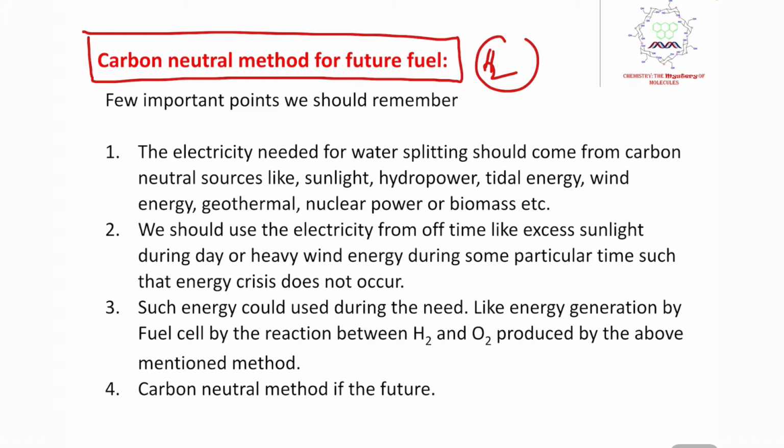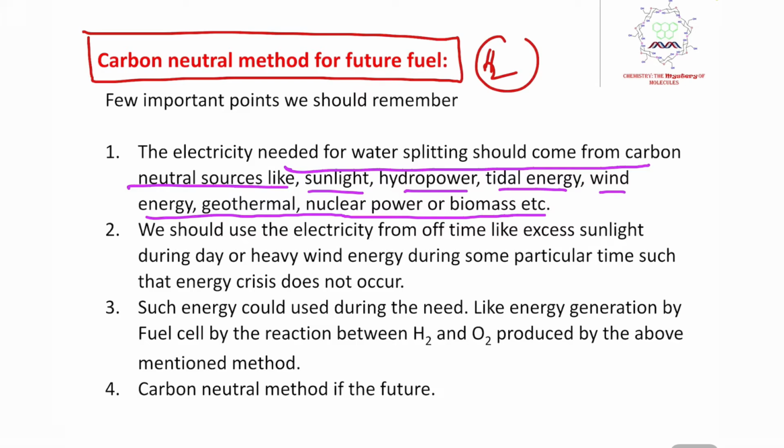But the biggest issue is that the electricity needed for water splitting should come from carbon neutral sources like sunlight, hydropower, tidal energy, wind energy, geothermal, nuclear, biomass, etc. But remember, students, the majority of power or electricity at present is fossil fuel based. Even a few days ago, you heard news that because of the coal crisis, many countries like the European Union, India or China are going to face a huge amount of blackout. So this is the proof of how dependent we still are on fossil fuel based sources.